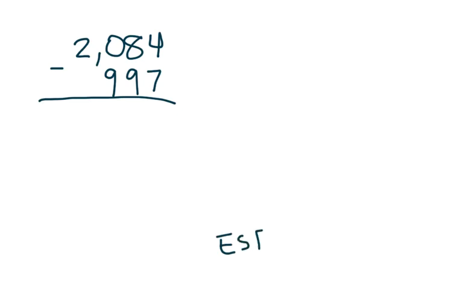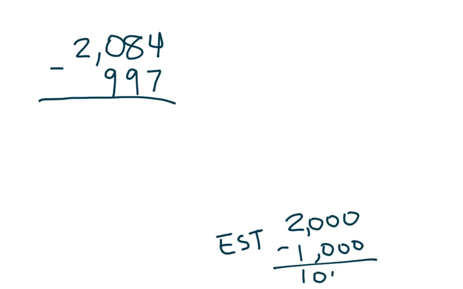Now, with estimates, we like to do front-end rounding, but in some cases, we'll use other forms of rounding, but this time the easiest way is front-end rounding. So we're going to take 2084 and round it to 2000, and we're going to subtract 997, which is pretty close to 1,000. So our estimate is 1,000. When we finish this problem, our difference should be pretty close to 1,000. It's not going to be exactly right, but it'll be near that.